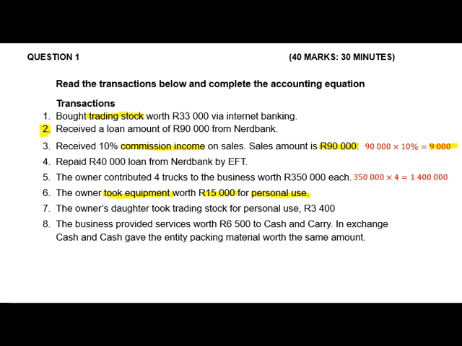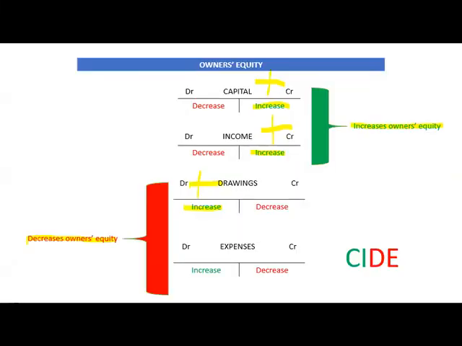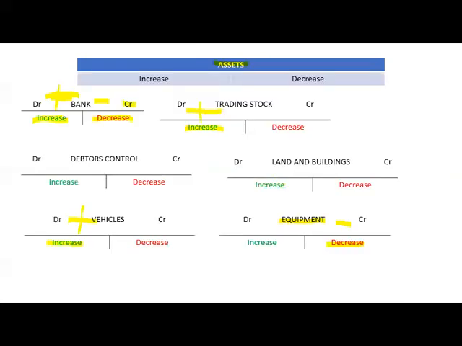The owner's daughter took trading stock for personal use. We don't care. We still consider the owner's daughter as drawings. But what did they take from the business? The owner's daughter took trading stock. So does trading stock fall under expenses? No, trading stock actually falls under assets. So we are losing stock, which is a reduction of your assets, which decreases on the credit side, okay?